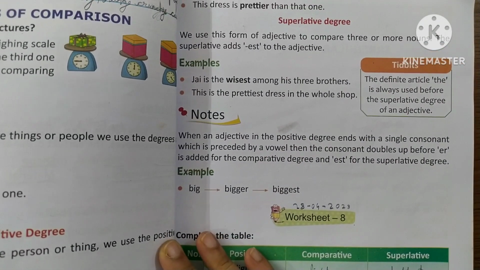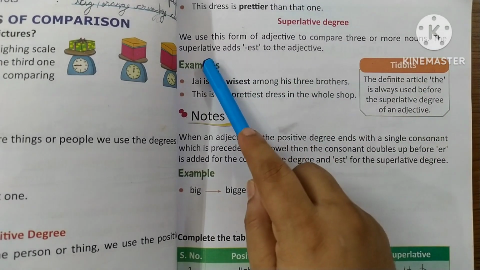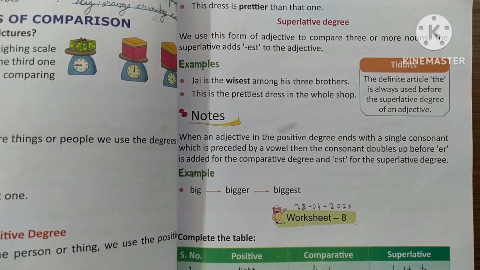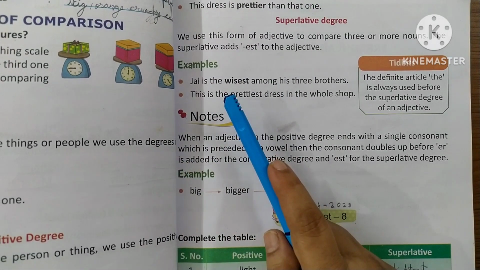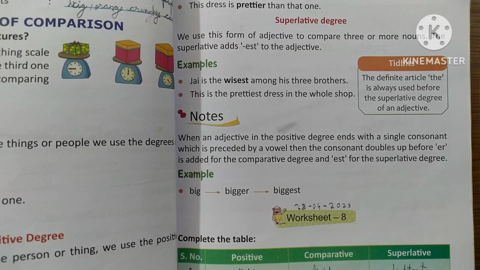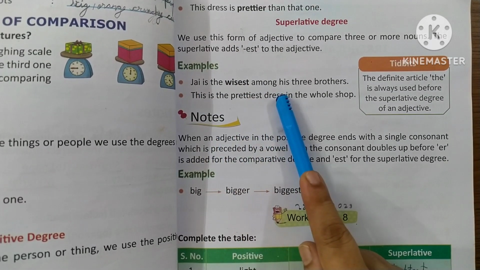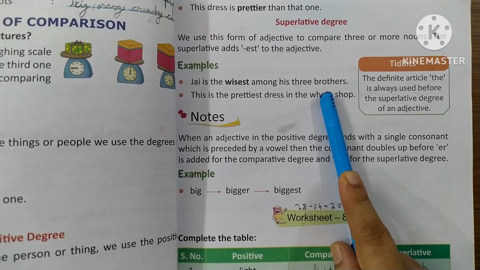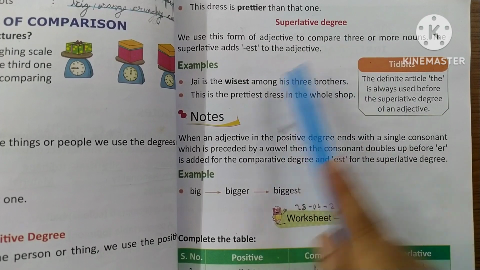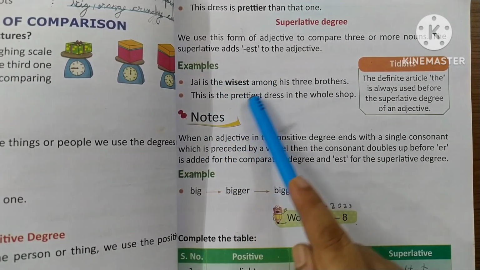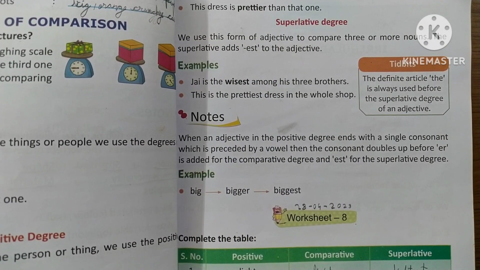Next, superlative degree. We use this form of adjective to compare three or more nouns. The superlative, which is the highest degree of comparison, adds est to the adjective. Now, Jay is a wise boy, positive degree. Jay is wiser than his brother, comparative degree. But Jay is the wisest among his three brothers. That means more than one. When we compare three or more nouns, we use superlative degree and wise becomes wisest. Superlative adds est. Comparative adds er to the adjective.